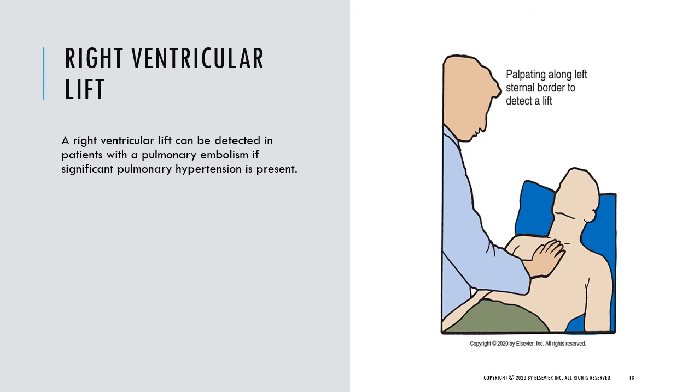A right ventricular lift can be detected in patients with a pulmonary embolus if significant pulmonary hypertension is present. If they have an elevated pulmonary blood pressure, right ventricular strain or right ventricular hypertrophy, or both, often develops, and when this occurs, a substantial outward lift of the chest wall can be felt at the lower left side of the sternum. By placing your hand on the sternum, it can be felt because the right ventricle lies directly beneath the sternum, as pictured here.